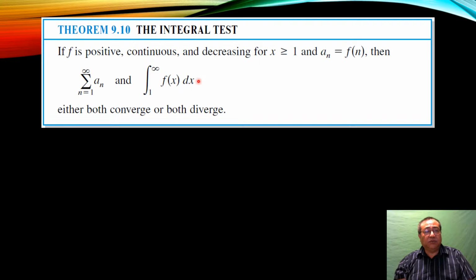Now, here's the case. If the integral converges, then the series will converge. If the integral diverges, then the series will diverge. Now, what it does not tell us is what the actual convergence value is. Like if the improper integral converges to 1, that does not mean the series converges to 1. We just know that it converges.